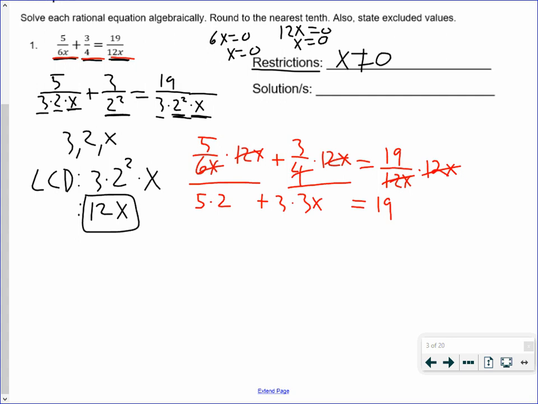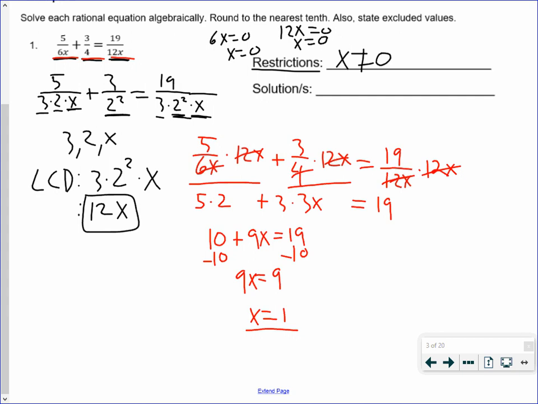So now we're going to solve this all out and actually solve for x. 5 times 2 is 10. 3 times 3x is 9x. And that's all going to equal 19. All right, so now we're going to solve for x. We're going to minus the 10 over. We get 9x equals 9, or simply x equals 1.